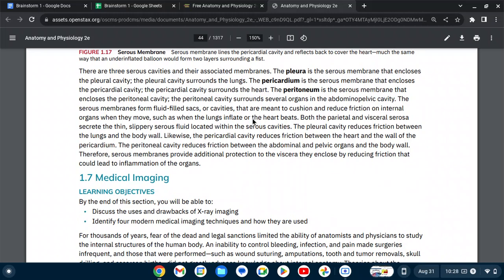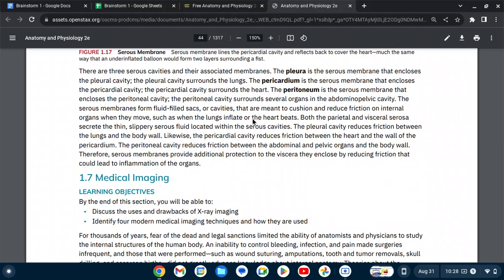The serous membranes form fluid-filled sacs or cavities that are meant to cushion and reduce friction on internal organs when they move, such as when the lungs inflate or the heart beats. Both the parietal and visceral serosa secrete the thin, slippery serous fluid contained within the serous cavities.